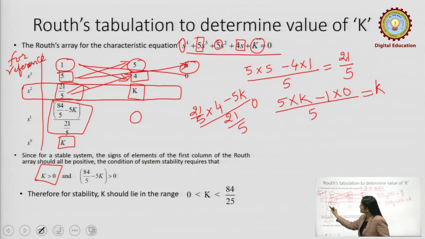We have an element k here also, but we are not bothered about the remaining column elements. For the Routh Hurwitz criterion, we are considering the first column elements of the Routh tabulation.